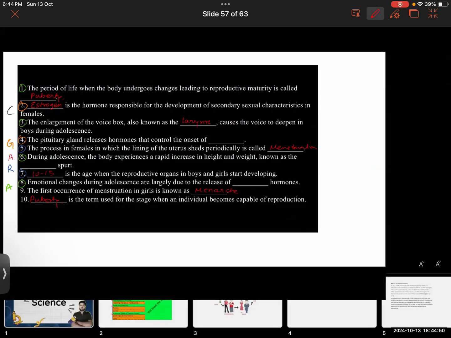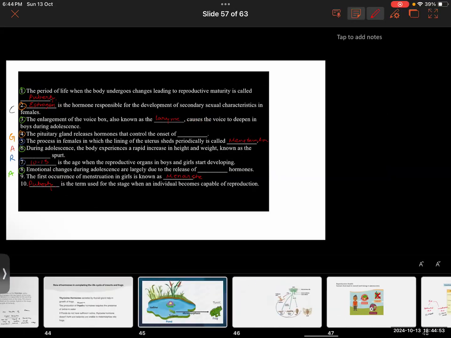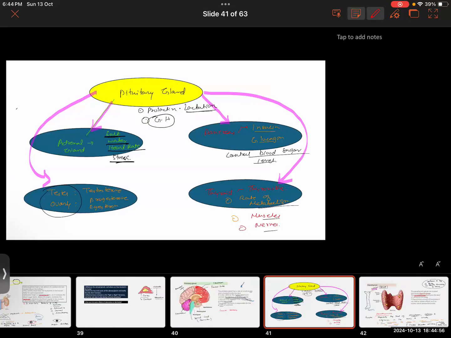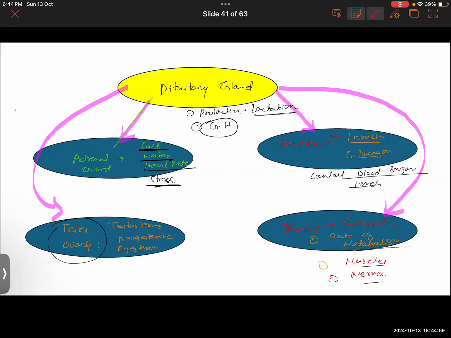How do we know this? If we go back to this slide here, what we have learned is that the pituitary gland secretes hormones that control the secretion of the testes and ovary. How much testosterone and when it has to be secreted, when progesterone has to be secreted, is controlled indirectly by the pituitary gland. Puberty is the time period when individuals become sexually mature in order to participate in reproduction. So it is indirectly controlled by the pituitary gland when testosterone and progesterone are secreted, and these hormones are responsible for the development of the sexual organs. Getting it, no?